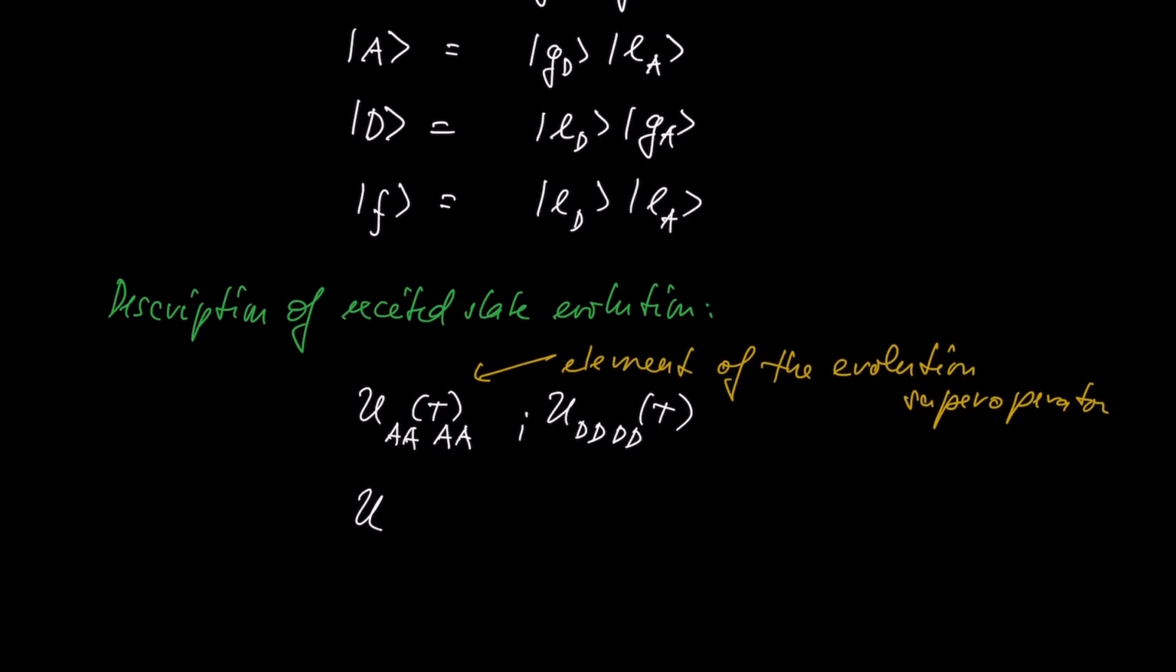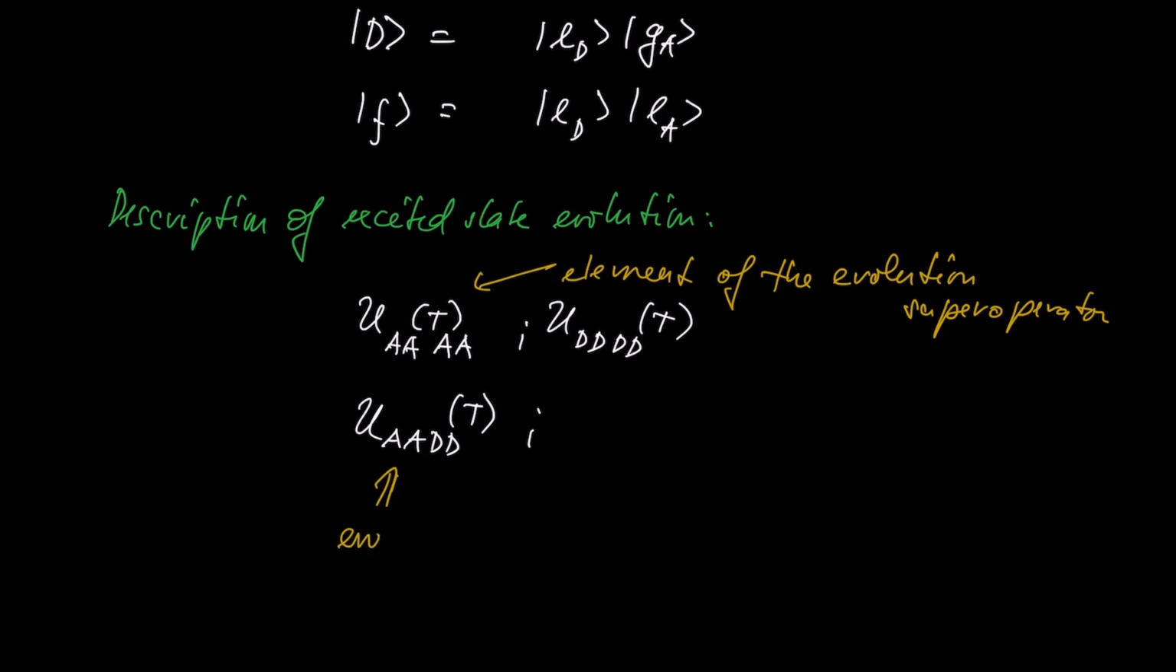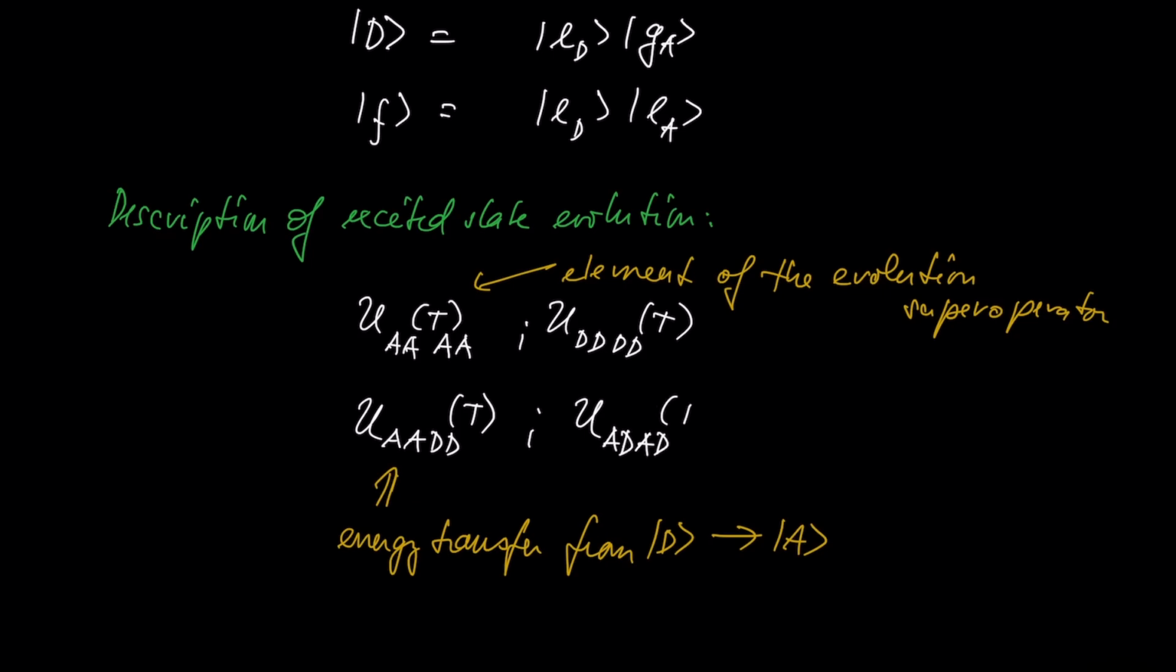non-zero element AADD. These states count from right to the left, so this is a non-zero element, and there is also, so this will be the energy transfer from the state D to state A, and we also have some possible evolution of a coherence between the states A and D. So this is the evolution of coherence, meaning coherence elements, that is off-diagonal elements of the density matrix, reduced density matrix to be more precise.